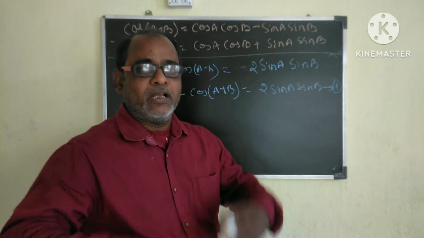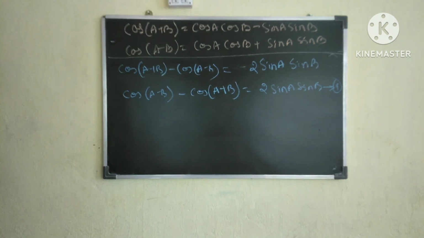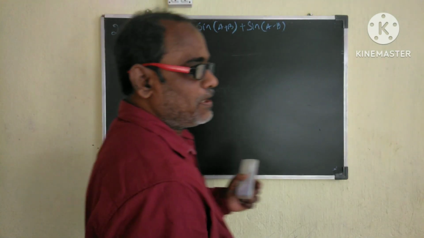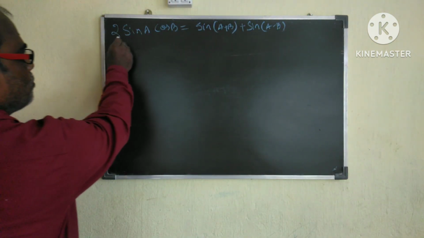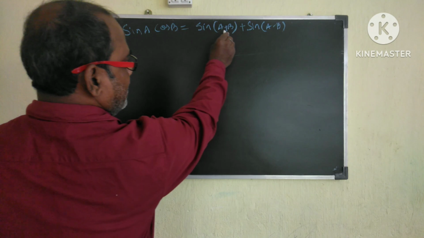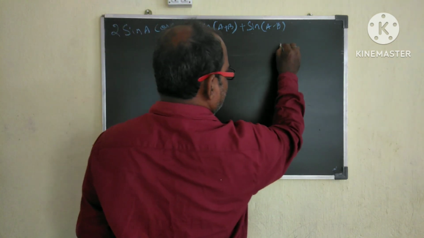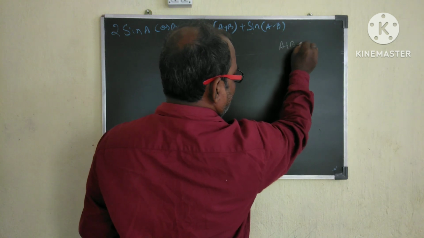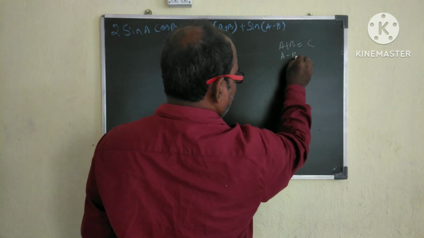Now let's go for the next transformation in trigonometry. Now coming to transformation number 2. So we'll find out here. Already we know that 2 sine A cos B is equal to sine A plus B plus sine A minus B. So let us take A plus B as C and A minus B as D.